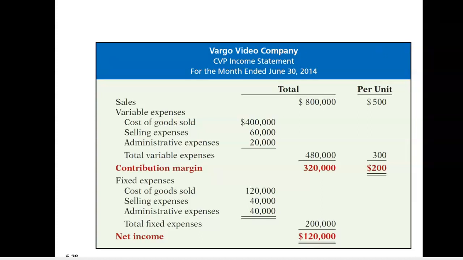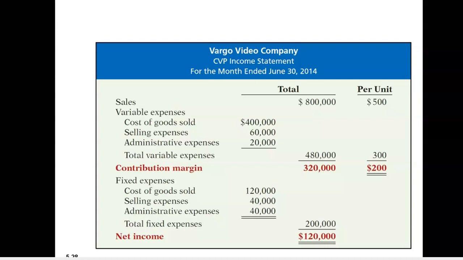if I increase sales by 10%, then the total variable costs will increase by 10%. So if I increase sales by 10%, that would be 80,000. Well, the total variable cost would go up 48,000. So you see the variable costs will always move in total with changes in the sales. So we can net those two together. That is, we can subtract the variable cost from the sales. And we get 320. We call that now the contribution margin.